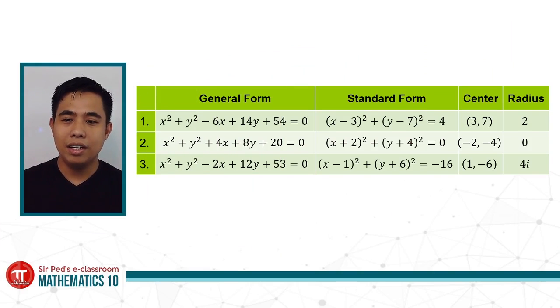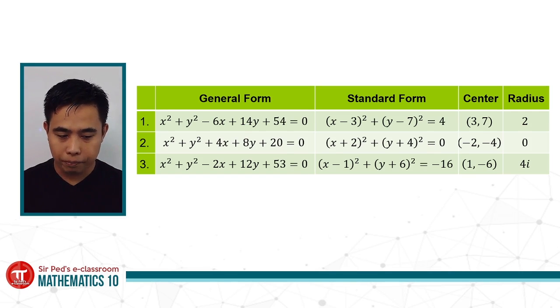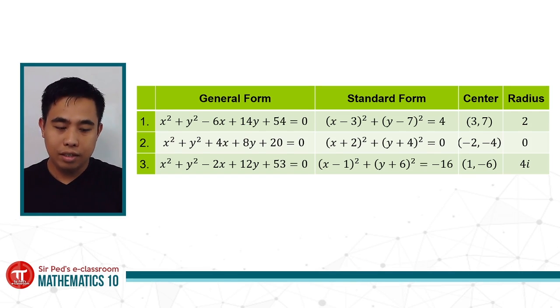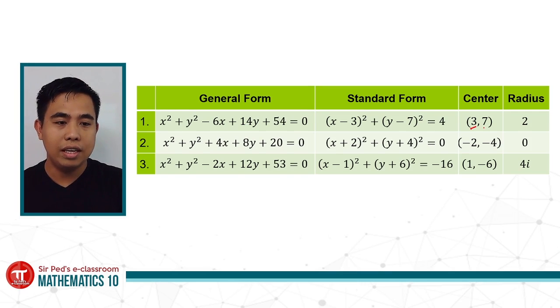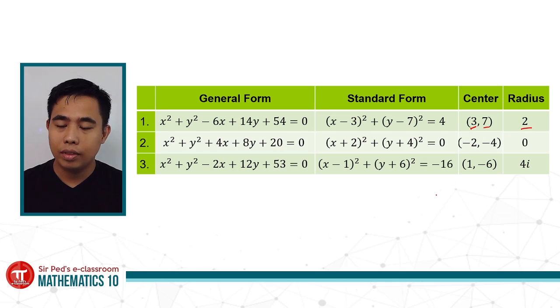We have here three examples. In number 1, the general form is x squared plus y squared minus 6x plus 14y plus 54 equals 0. So the standard form of that is (x minus 3) squared plus (y minus 7) squared equal to 4. And the center is at (3, 7), and the radius is 2.